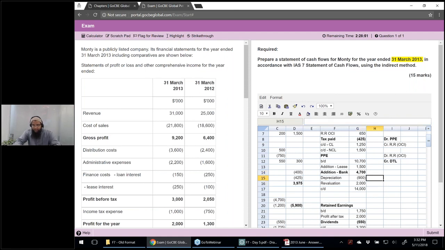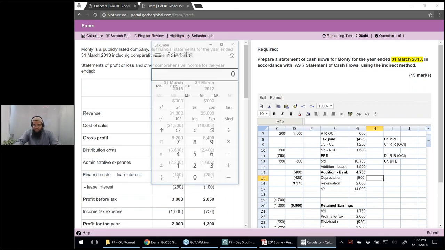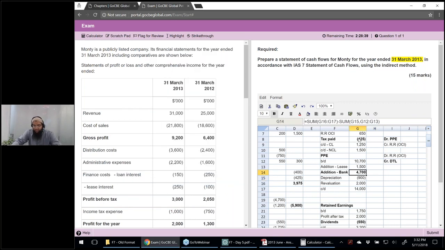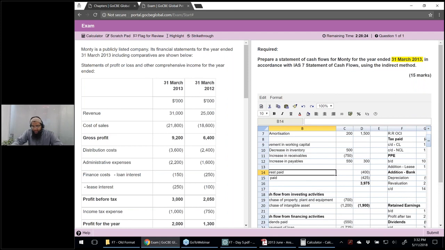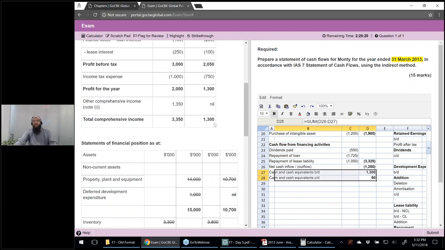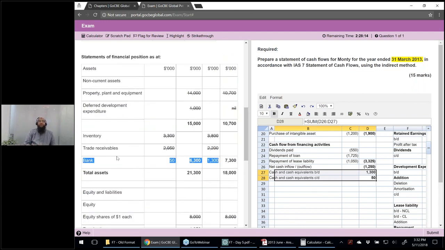So let's use a calculator. 14,000 minus 2,000 plus 900 minus 1,500 minus 10,700 is going to be 700, right? This is going to be this minus the sum of these two. So if we correct that value right now, our cash flow statement has been balanced. The mistake was actually that the depreciation was written as negative. So we have balanced the cash flow statement.